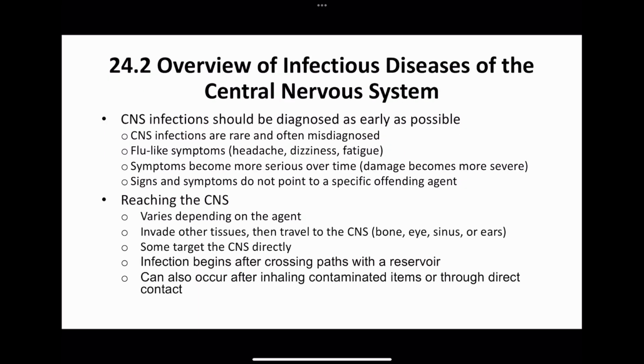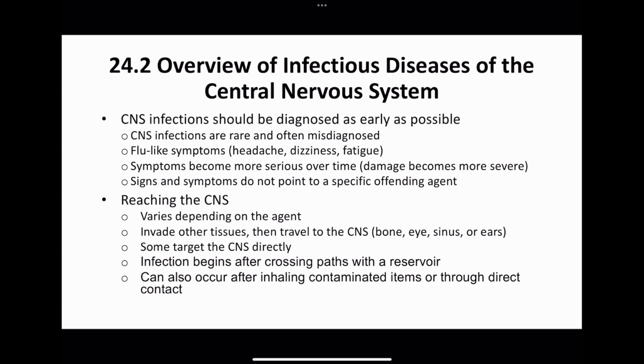An infection of the brain or central nervous system must be diagnosed quickly and correctly to avoid severe disease and possible death. This is hard to do sometimes, and CNS infections are often misdiagnosed due to vague signs and symptoms at the beginning of the infection. Most CNS infections begin with flu-like symptoms and often cause headaches, dizziness, and fatigue, which are all common symptoms of less serious illnesses. Damage to the CNS can range from mild to severe.